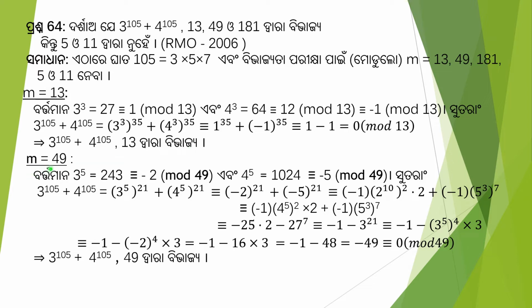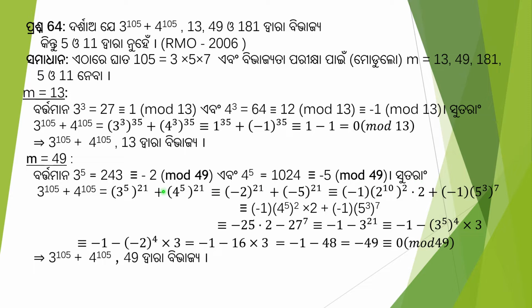Now take m = 49. 3^5 = 243, that is congruent to -2 modulo 49, and 4^5 = 1024, that is congruent to -5 mod 49. We take the modulo results -2 and -5, from which we understood earlier that we write the numbers with smaller absolute value.